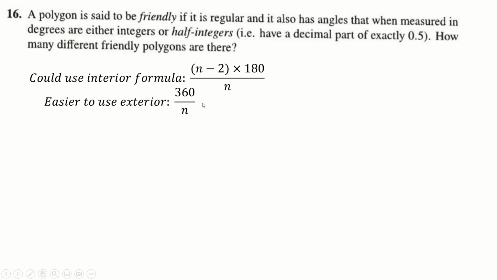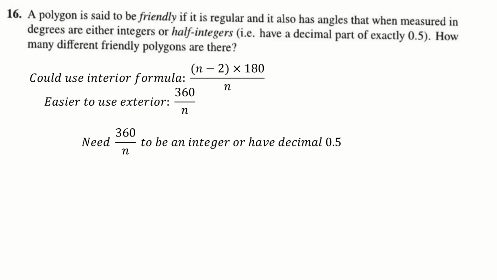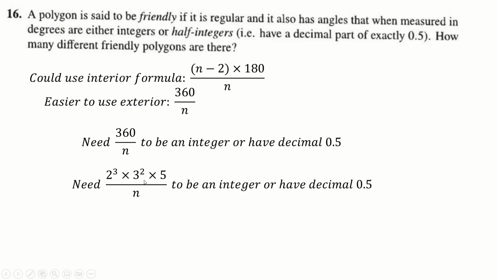Much easier to use. So, okay, how am I going to use this? Well, if the interior angle needs to be an integer or a half integer, with a decimal part of 0.5, then so does the exterior angle, right? Because it's just 180 minus that thing. So I can just think about exterior angles instead of interior ones then. So, okay, 360 divided by some number n has to be an integer or have 0.5 as its decimal part. So, okay, how do I get that? Well, if I break 360 into its prime factors, I get this. And now, how do I have this?